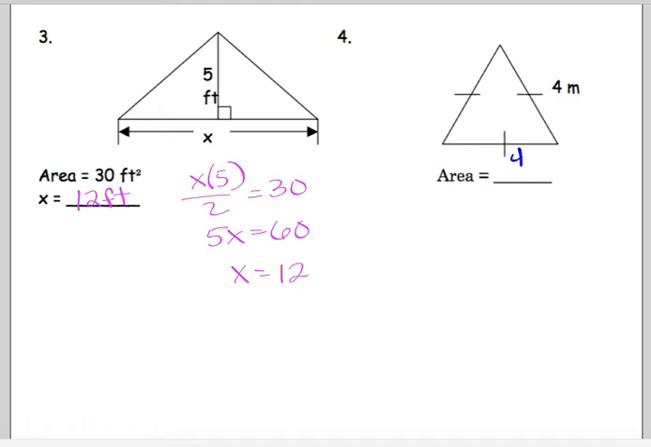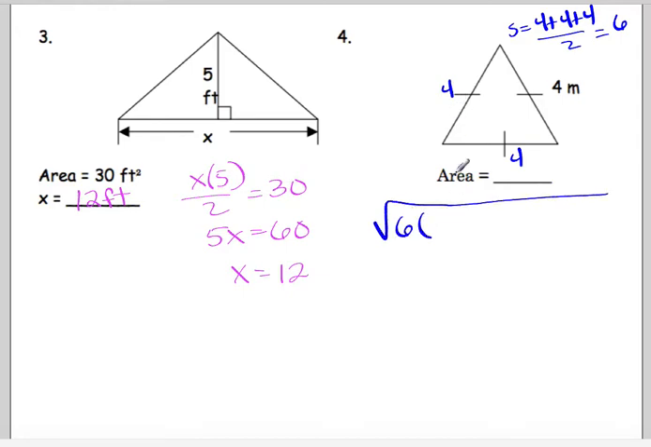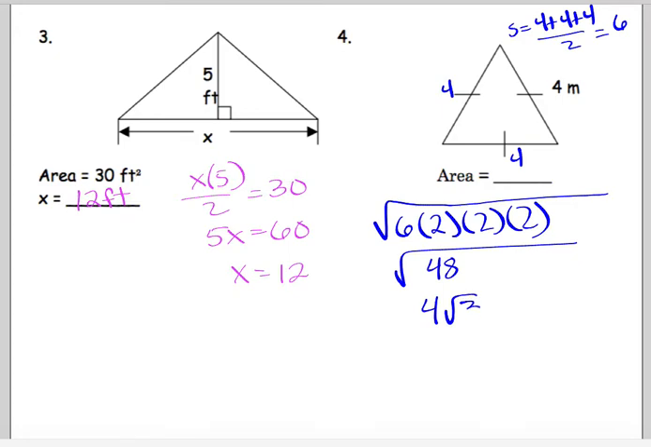So each of the sides is 4. So the semi-perimeter is 4 plus 4 plus 4 over 2. So the semi-perimeter ends up being 6. And then we go into our root. 6 is the semi-perimeter. And then 6 minus 4 is 2, and 6 minus 4 is 2, and 6 minus 4 is 2. And so we get 6 times 2 times 2 times 2, which is 48. And when you simplify the square root of 48, you get 4 root 3. So the area is 4 root 3 meters squared for that one.